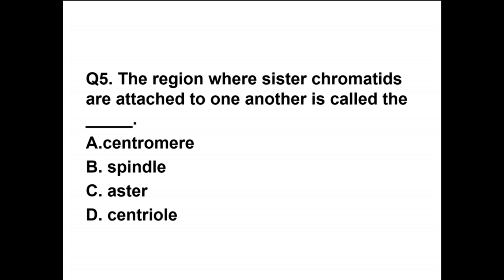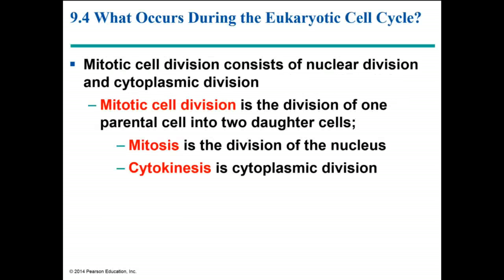Now let's take a look at what occurs during the eukaryotic cell cycle. Mitotic cell division consists of nuclear division and cytoplasmic division. Mitotic cell division is the division of one parental cell into two daughter cells. Mitosis is the division of the nucleus, and cytokinesis is the division of the cytoplasm and cell membrane.